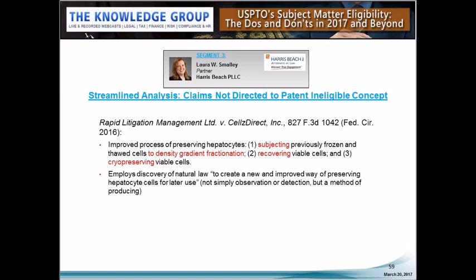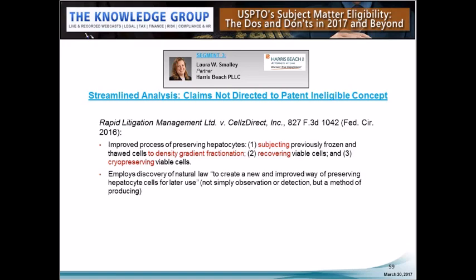The inventors discovered that some fraction of hepatocytes is capable of surviving multiple freeze-thaw cycles and developed an improved process of preserving them. As outlined on the slide here, the improved process comprised the steps of subjecting previously frozen and thawed cells to density gradient fractionation to separate the viable cells from non-viable ones, recovering the viable cells, and refreezing the viable cells. The patented process had a number of advantages over the prior art, including facilitating the production of pooled preparations, which was not possible with the prior art cryopreservation techniques.